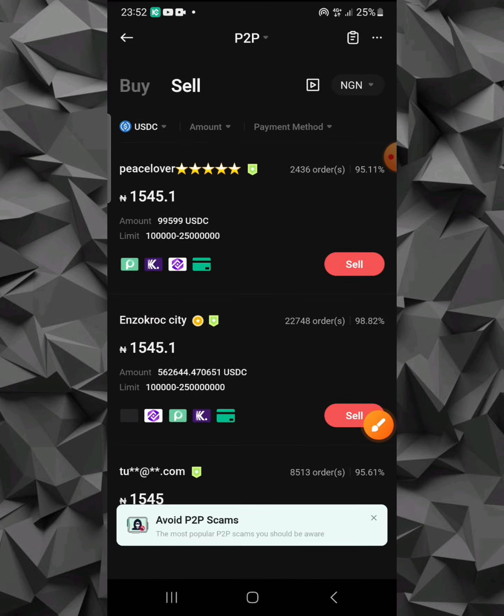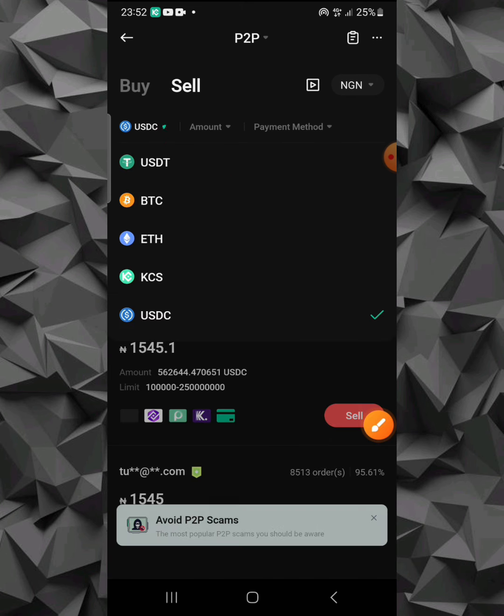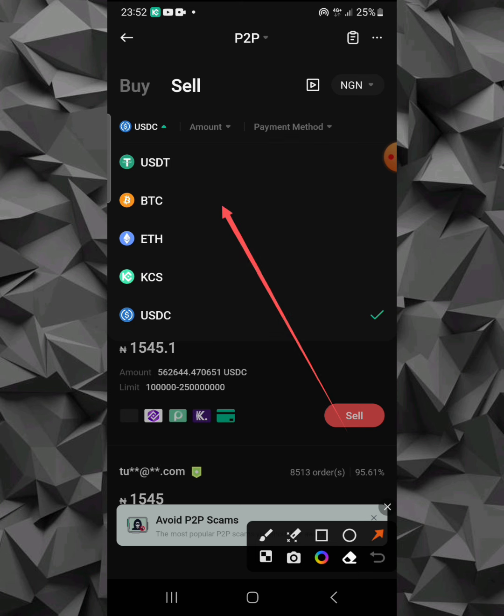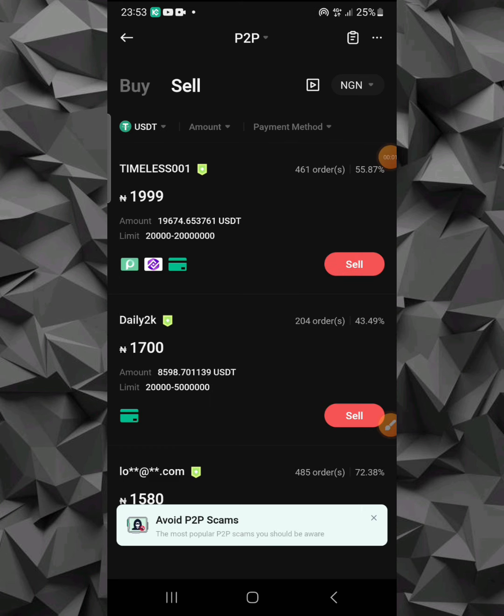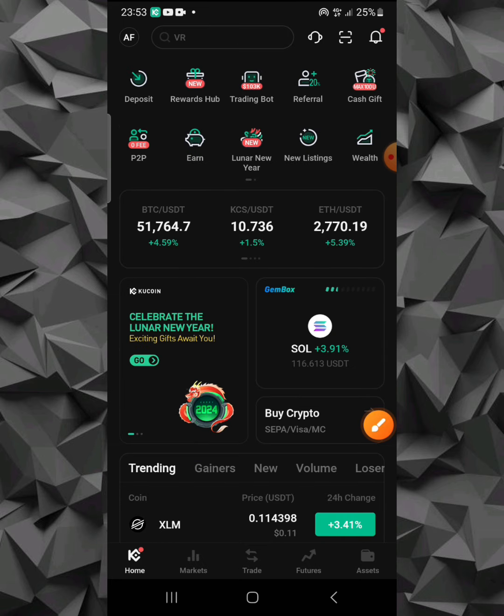What you just need to do is to come and sell it in the other section. You change this from USDC to USDT, and you'll be selling it right here. So before you sell, you have to convert the USDC to USDT. You have to convert this to this, okay? And to do that, you have to come back to your home page, okay?